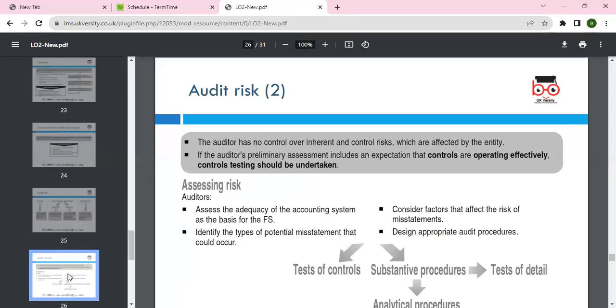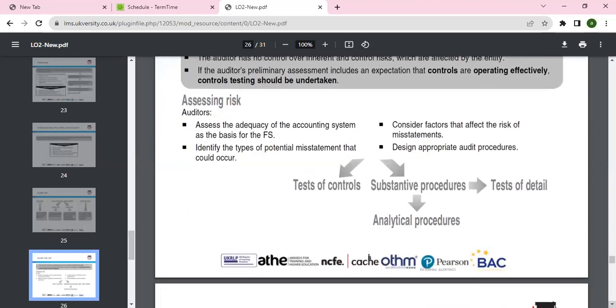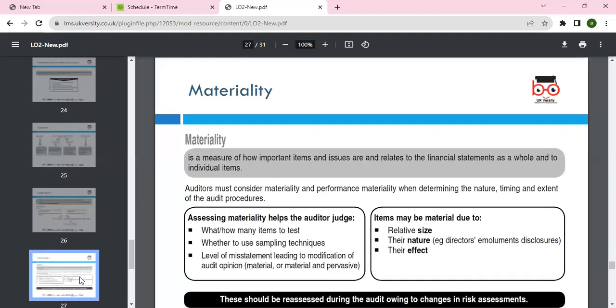The auditor has no control over the inherent and control risk that affect the entity. If the auditor's preliminary assessment includes the expectation of controls operating effectively, control testing should be undertaken. Assess the adequacy of the accounting systems that form the basis of the financial statements, where potential misstatement could occur, and consider the factors that affect the risk of misstatement. So you have to look at tests of control, substantive procedures and analytical procedures. These are all the procedures we can use to minimize the audit risk.